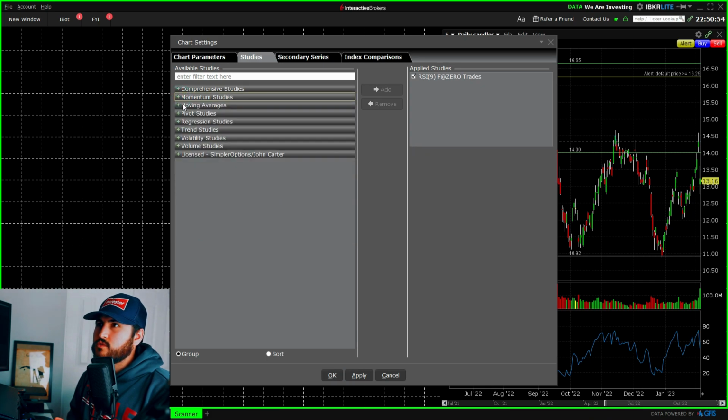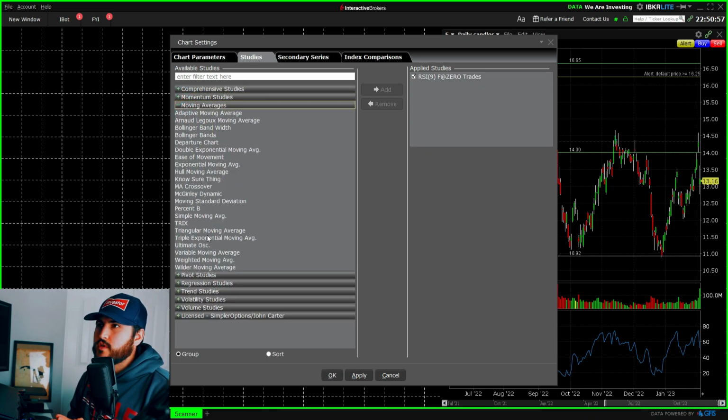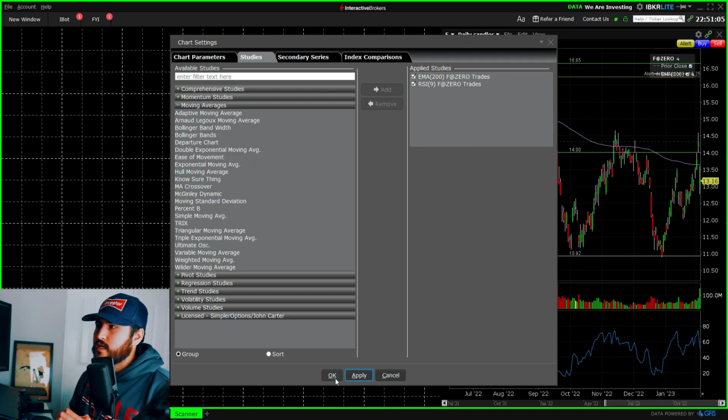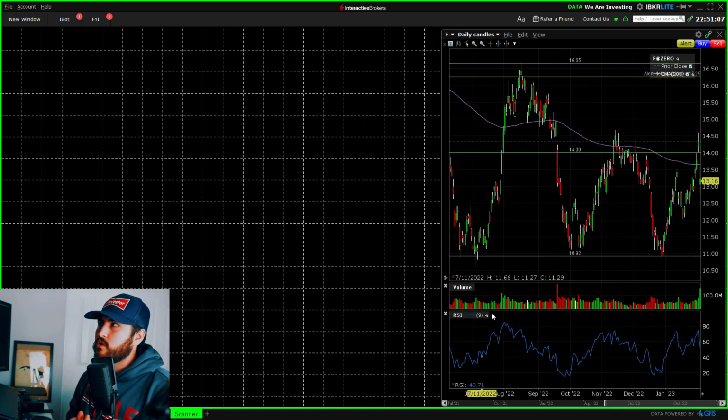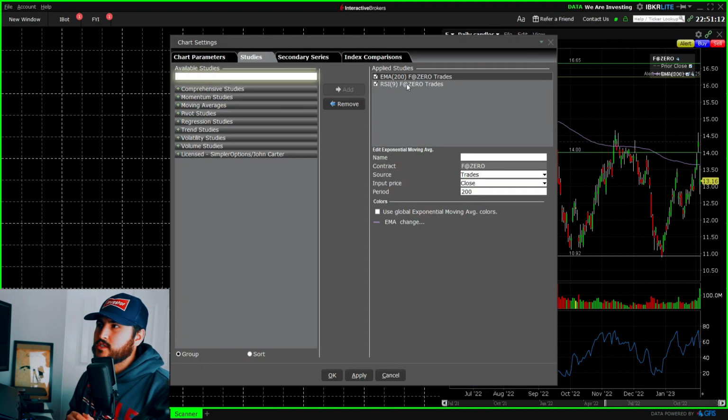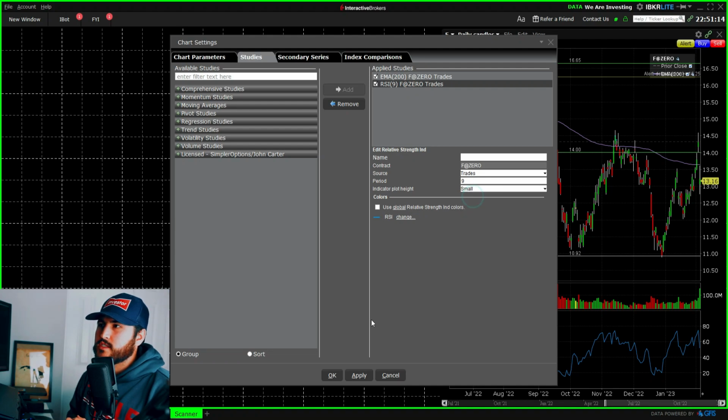What we're also going to do is add the exponential moving average, the 200-day EMA. So we're going to click on exponential moving average. We're going to change the period from 9 to 200. Now notice how the RSI is quite large. To change that, click on your applied study and revise your indicator plot height. We'll change that to small.